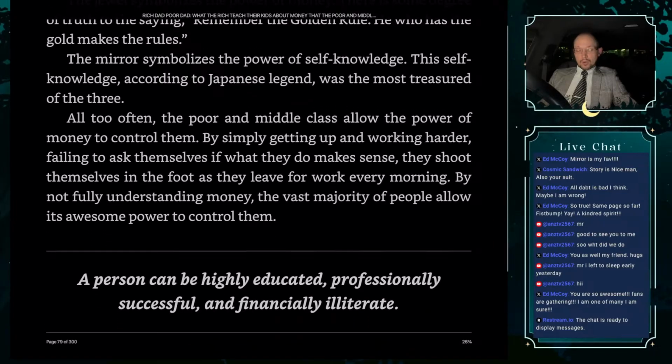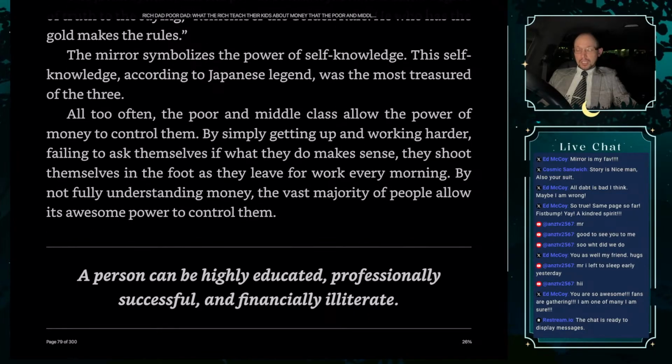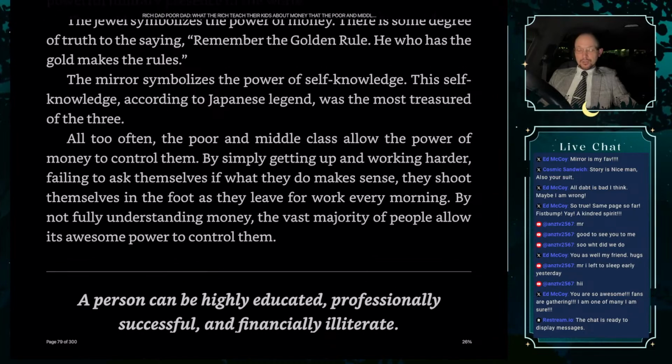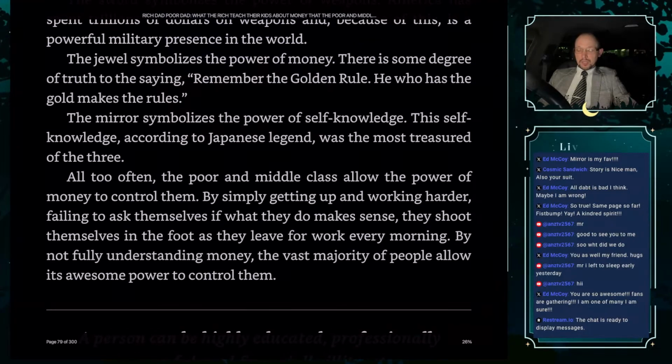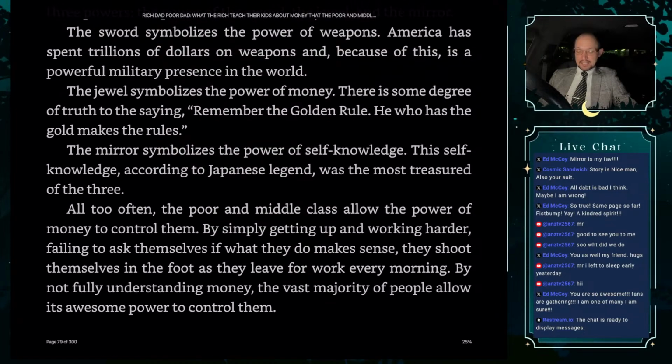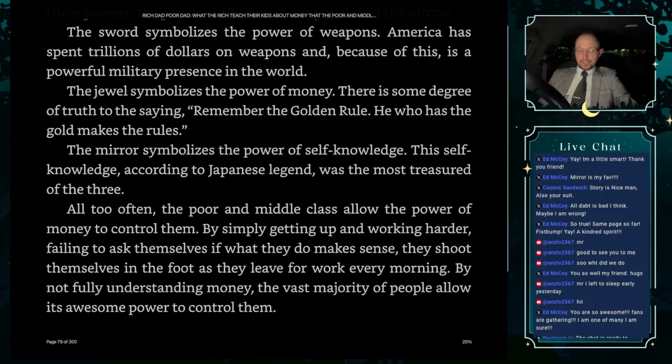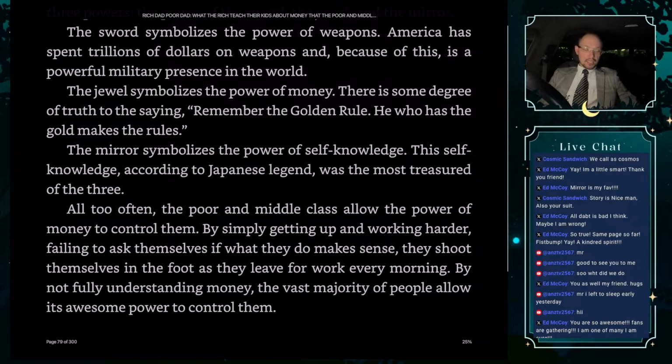All too often, the poor and middle class allow the power of money to control them by simply getting up and working harder, failing to ask themselves if what they do makes sense. They shoot themselves in the foot as they leave for work every morning. By not fully understanding money, the vast majority of people allow its awesome power to control them.